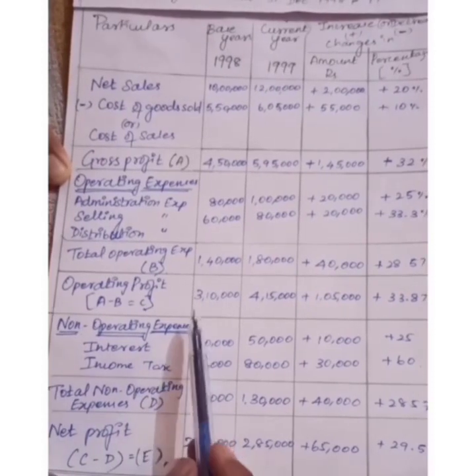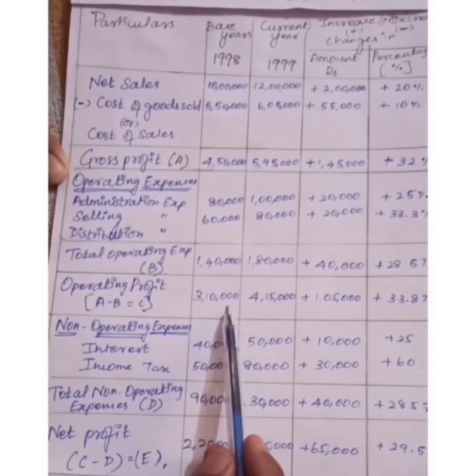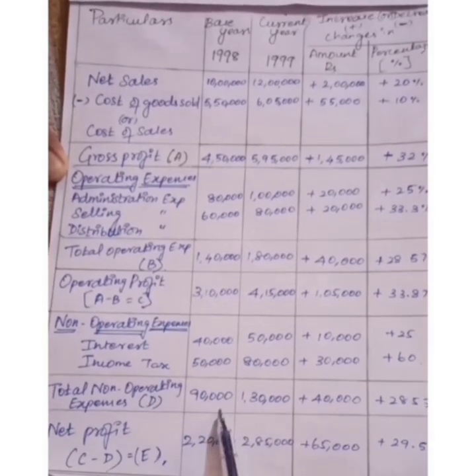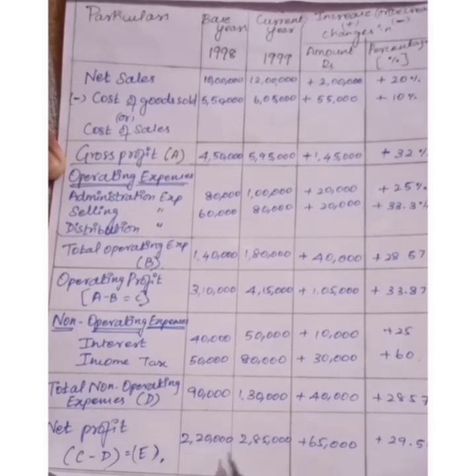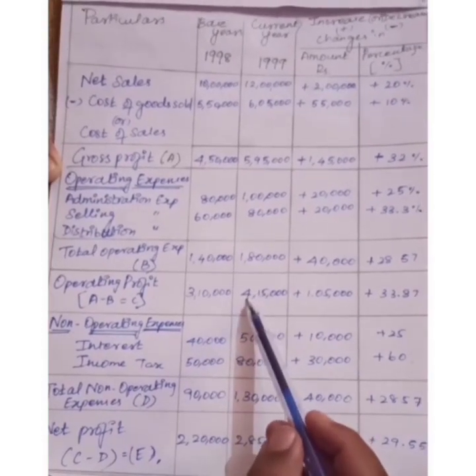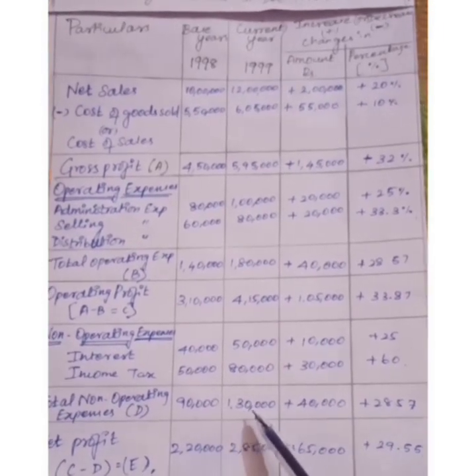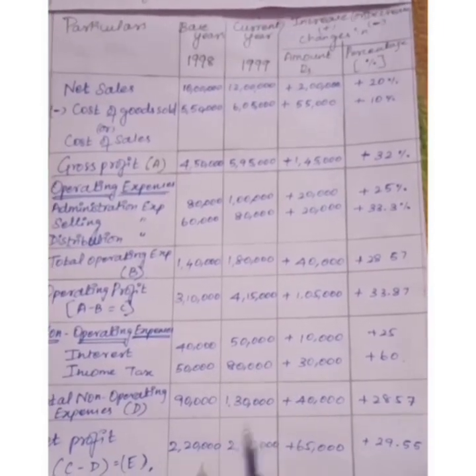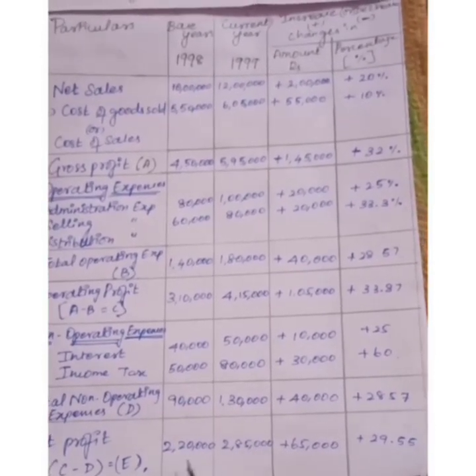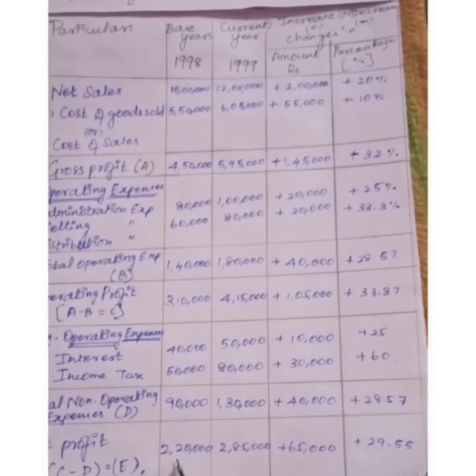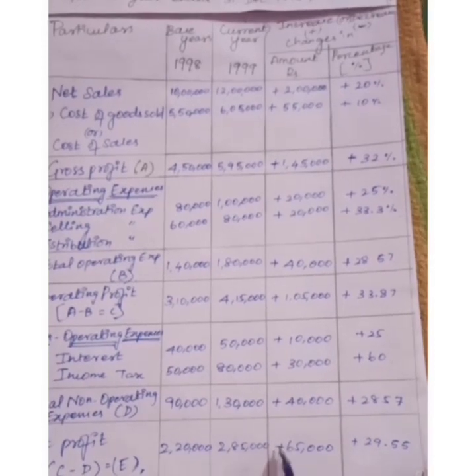So listen here, first column is base year column, 3,10,000 is operating profit minus 90,000, you get 2,20,000. And as well, move on to the second column, 4,50,000 is operating profit and the non-operating expenses is 1,30,000. You subtract, you get 2,85,000. Now I see the difference amount, 2,20,000 is the base year, 2,85,000 is the current year. The difference amount I get is plus 65,000.